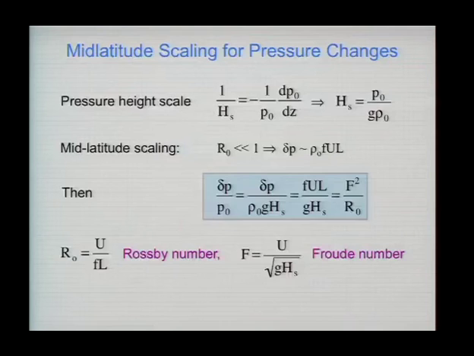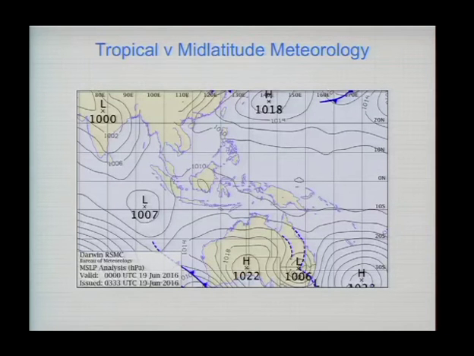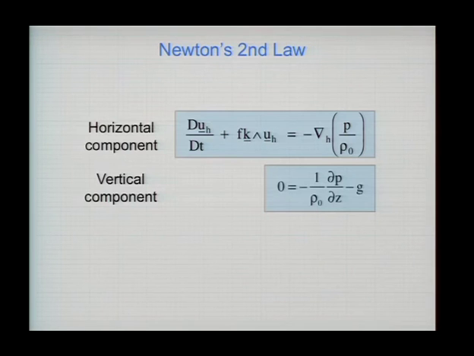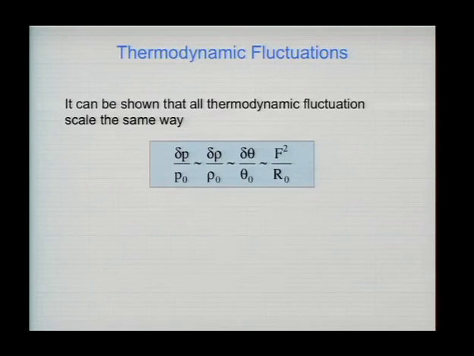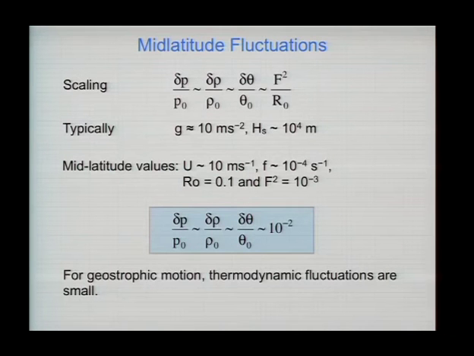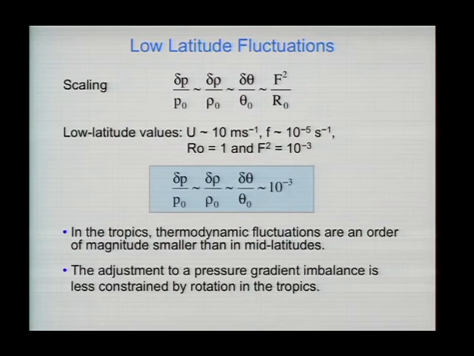Let's go back to our weather chart, today's weather chart. In the tropics, the pressure gradients are about a tenth of what they are in the mid-latitudes. The temperature gradients are about a tenth of what they are in the mid-latitudes. The density gradients are about a tenth of what they are in the mid-latitudes. So notice what we've done. I've not really appealed to observations much at all. I've just simply said, if the Coriolis parameter is a tenth in the tropics of what it is in the mid-latitudes, what are the consequences? And the consequences are that in the tropics, thermodynamic fluctuations are an order of magnitude smaller than in the mid-latitudes. So without actually going and looking at the tropics, we've come to this conclusion.